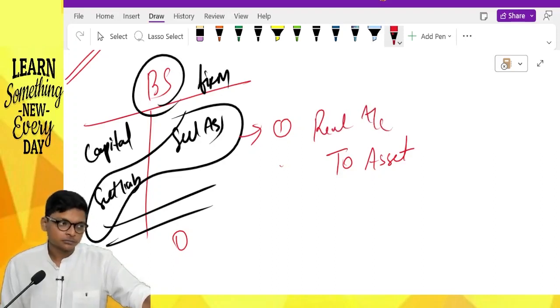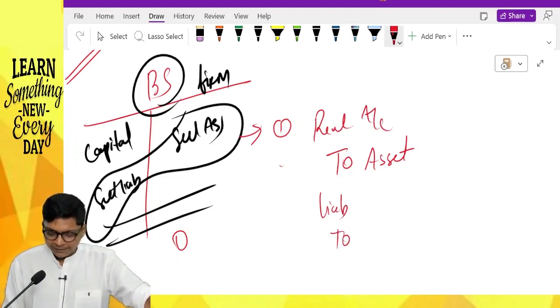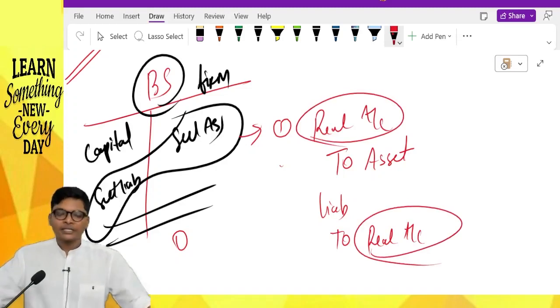Realization account. If a liability should become 0, the entry is liability to realization account. What is realization account, for those who are attending newly?